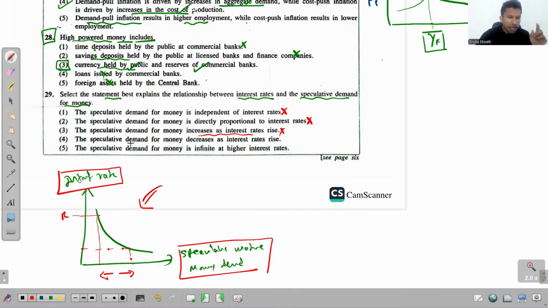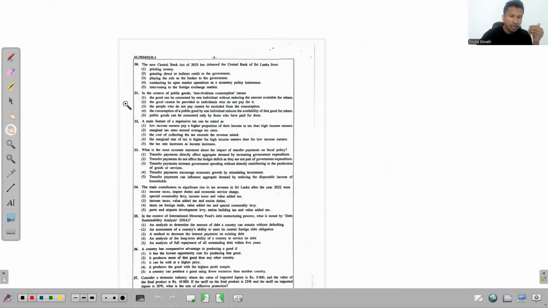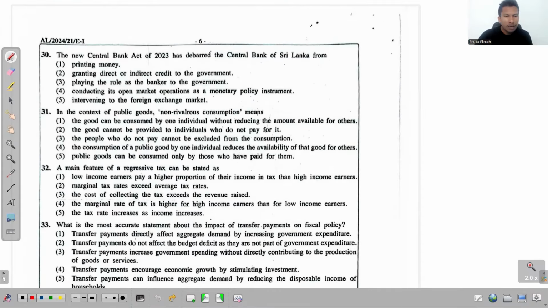Fourth one says speculative demand for money decreases as interest rates rise. 100% true, because this statement presents the negative relationship that exists between interest rate and speculative motive money demand. So the answer for this question 29 is the fourth one. Look at this question 30 now. The new Central Bank Act of 2023 has debarred the Central Bank of Sri Lanka from... Okay, so what's the meaning of this term debarred? Debarred means has prohibited. That's the simplest meaning.